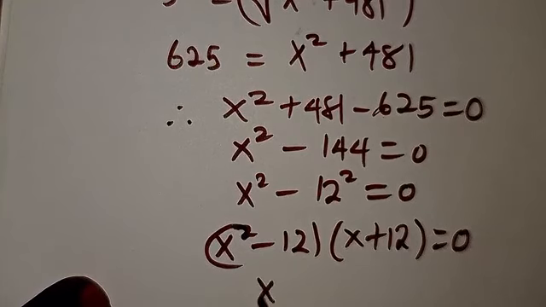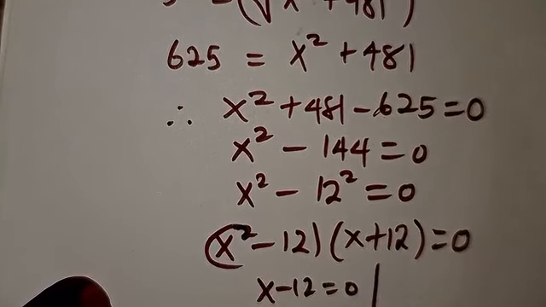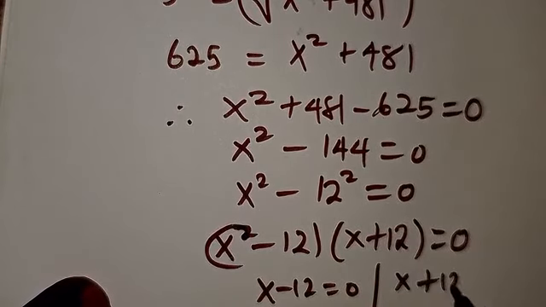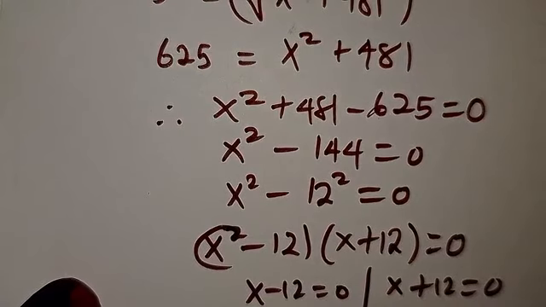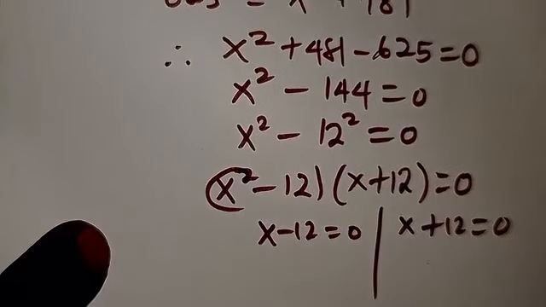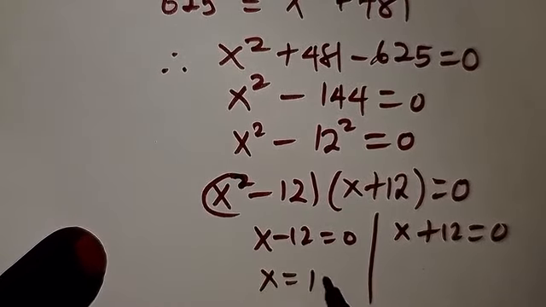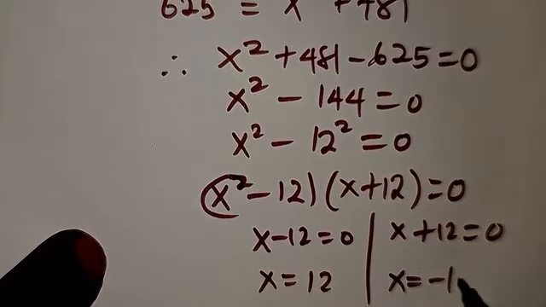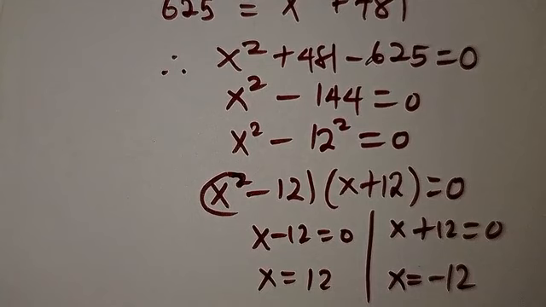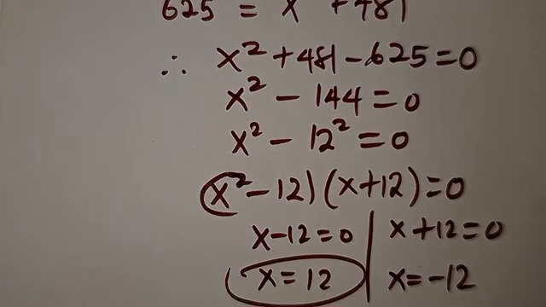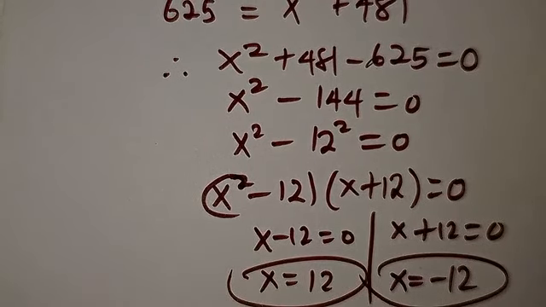So it shows that x minus 12 equals 0 or x plus 12 equals 0. So now from there, we're going to have x equals 12 or x equals minus 12. Do you understand now? So we have the two possible solutions: x equals 12 or x equals minus 12. And that's the end of the class.